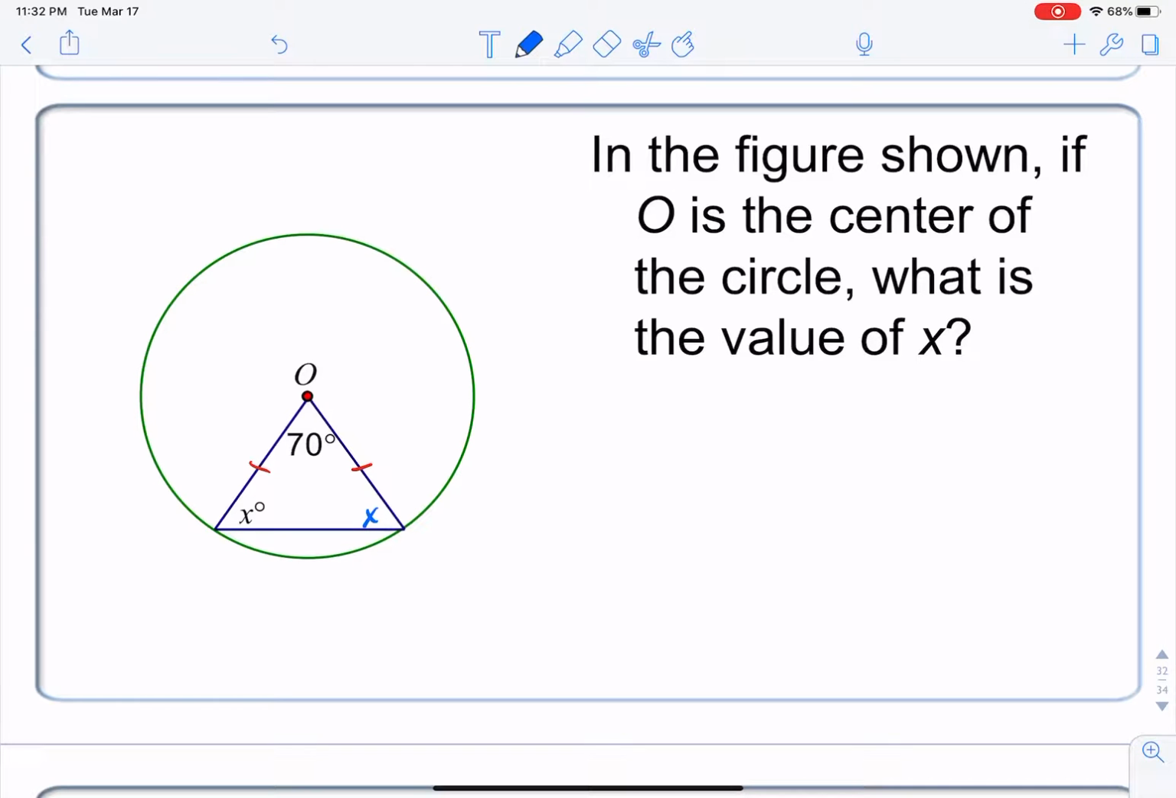So what we have here are two x's together plus the 70. All of these things have to total up to 180 degrees. So if I subtract the 70, 2x is equal to 110, and x has got to be 55 degrees.